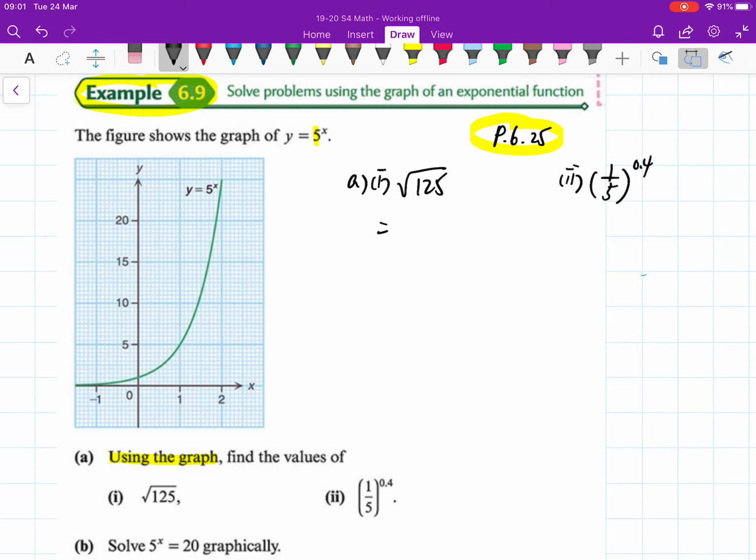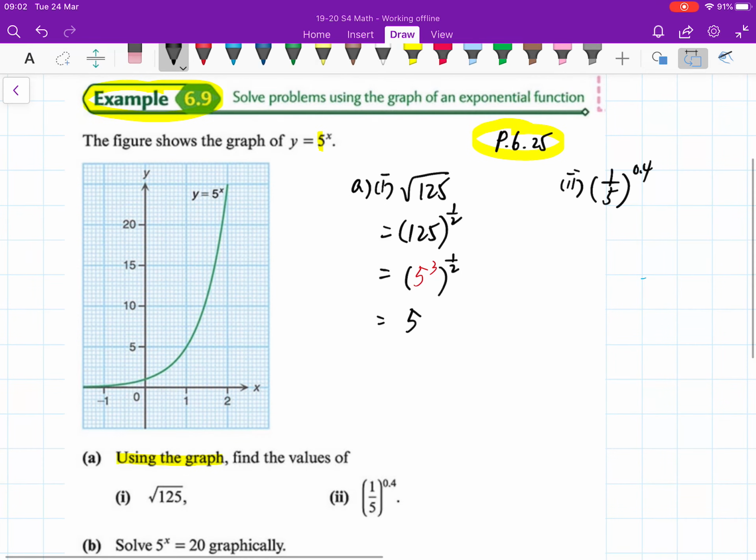So for part A1, the first step is convert the square root into the rational index. So that is 1 over 2. Afterwards, for 125, we can convert it into 5 to the power 3. Okay, then using the laws of index, 3 and 1 over 2 can be multiplied, so that it will become 3 over 2. Okay, we have finished the conversion.